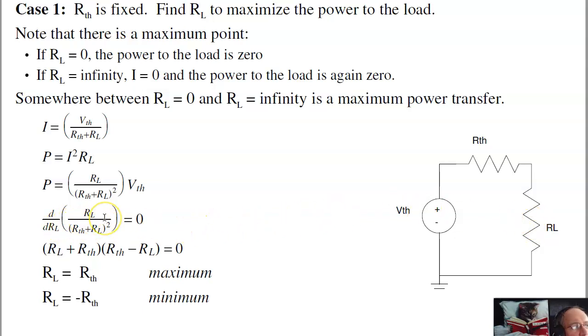When you take the derivative with respect to RL and set it equal to 0, that actually has two solutions. RL could be minus R Thevenin, or RL could be plus R Thevenin. Plus R Thevenin is the max power to the load. Minus R Thevenin is actually a minimum. It's the max power transfer back to the source, which is also hard to implement because it's a negative resistance. So the one we're looking for is RL equals R Thevenin.